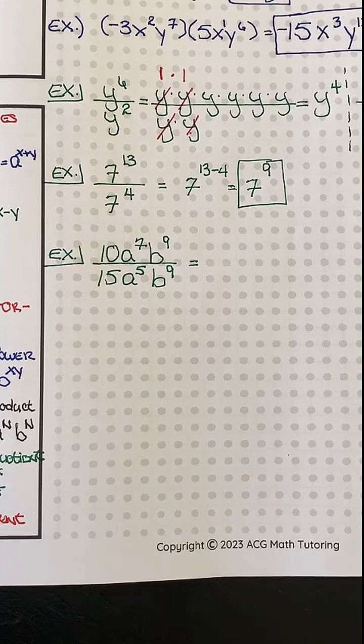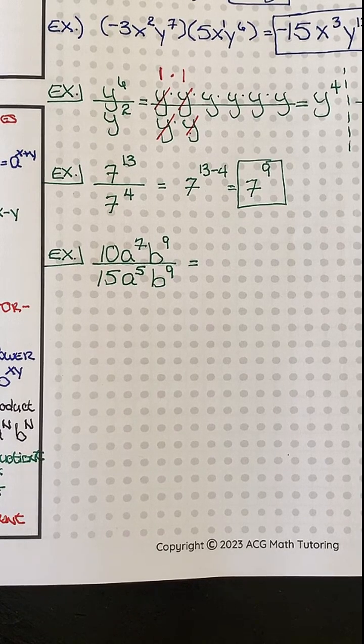All right, so what do we have? We have 10a to the 7th, b to the 9th power, divided by 15a to the 5th, b to the 9th power. Heather is saying 2a squared over 3. This one is tricky, a little tricky, but keep with the same philosophy. Sancho is saying 5a squared?